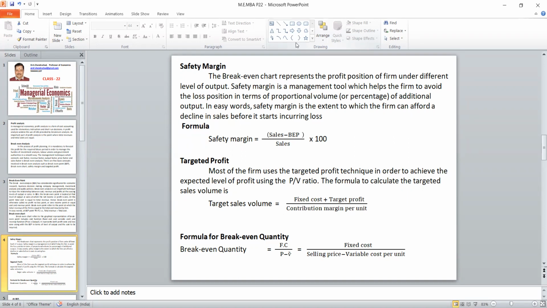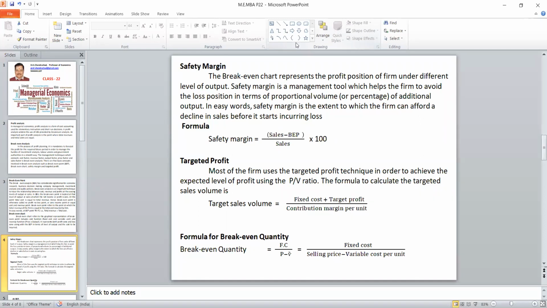The formula for safety margin is (sales minus BEP) divided by sales into 100. That is, sales minus BEP is nothing but the revenue minus the no profit no loss point, divided by sales, into 100. We used to call profit by sales into 100 the safety margin, but we should not say profit, we should say (sales minus BEP) divided by sales into 100. This is the formula for safety margin.